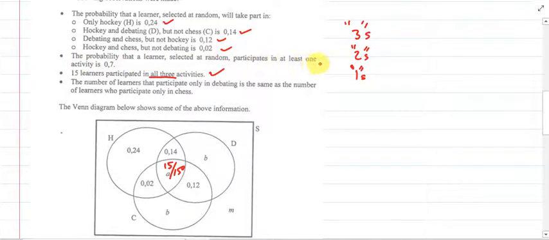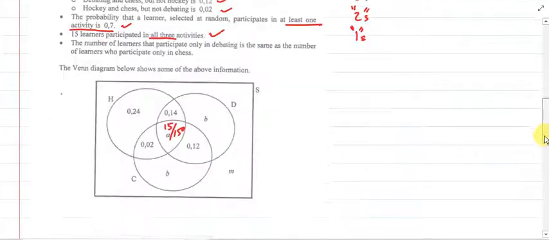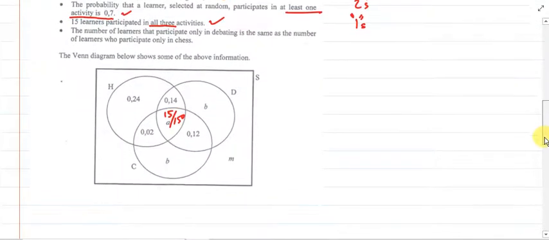Looking at the next one, the probability that a learner selected at random participated in at least one activity is 0.7. At least one activity basically means chess or hockey or debating, so they are talking about the 3 circles of A. Now the areas, or the probabilities of each region here, add up to 0.7. At least one activity means one activity or 2 activities or 3 activities or all 3 activities. All right.